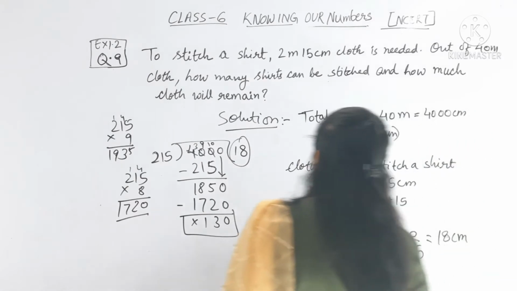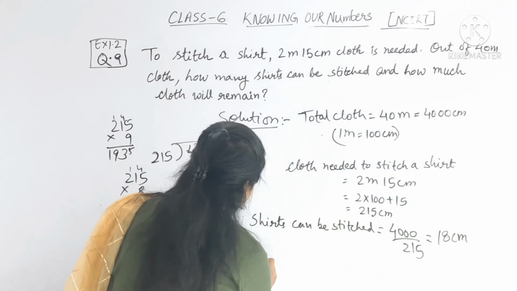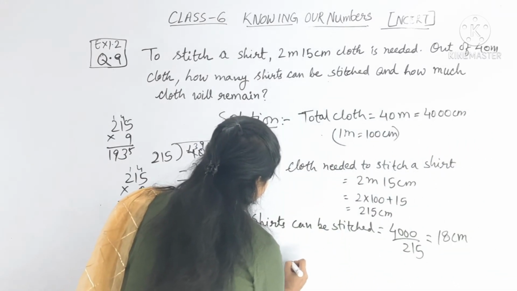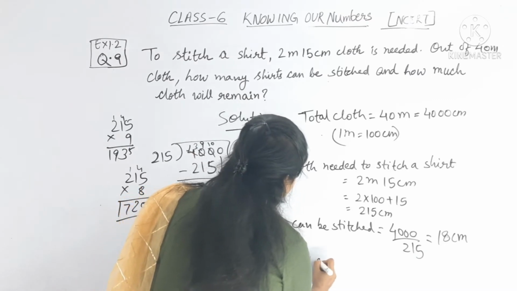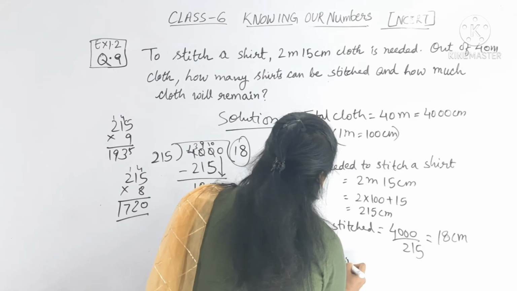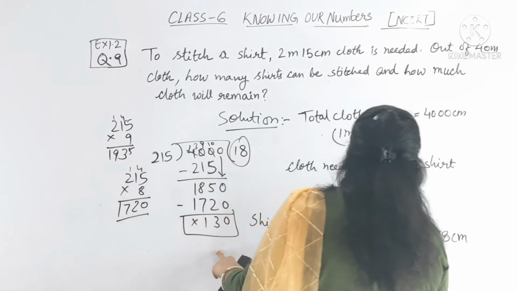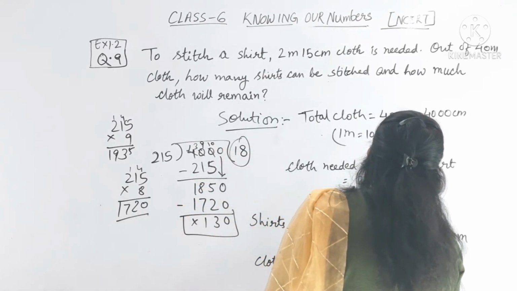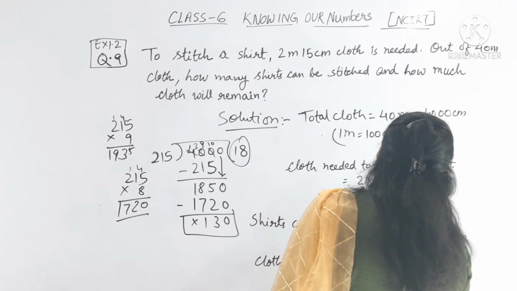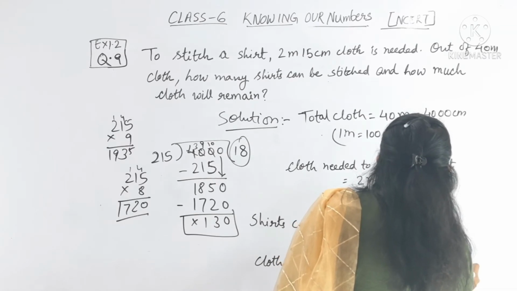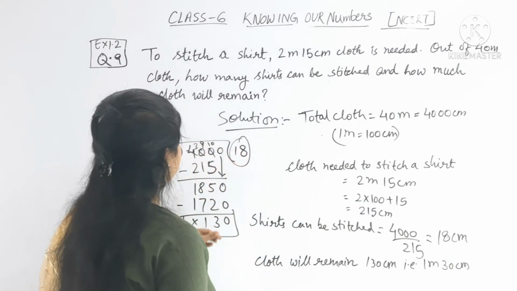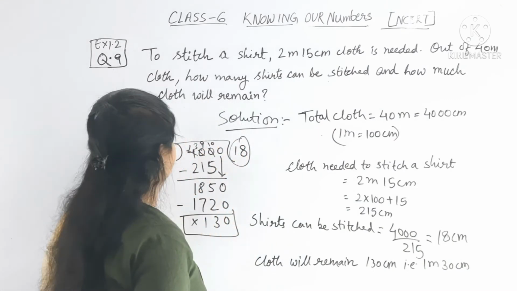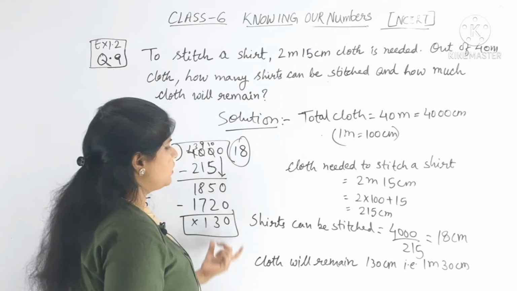(18 centimeter). Okay. And cloth will remain 130 centimeter. That is 1 meter 30 centimeter. So that is the solution for the question number 9. You have to divide this part.